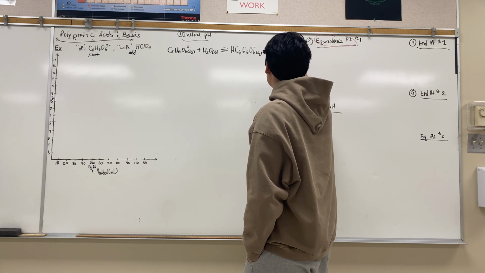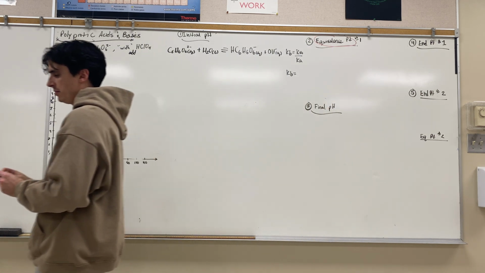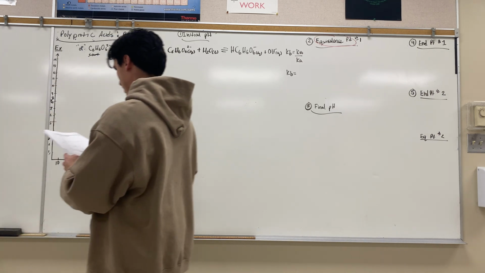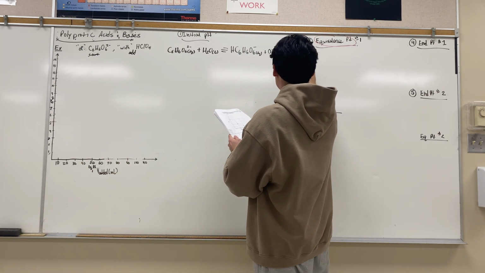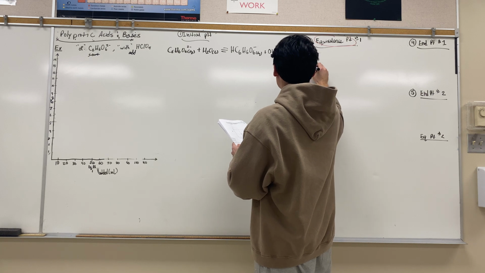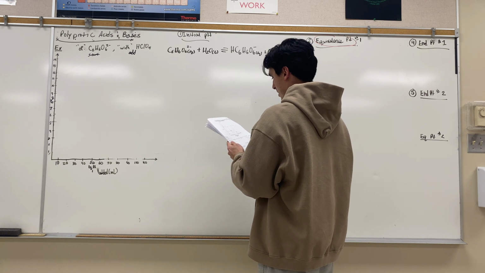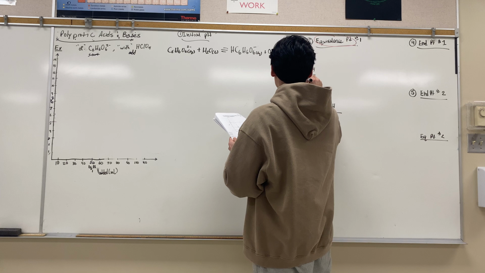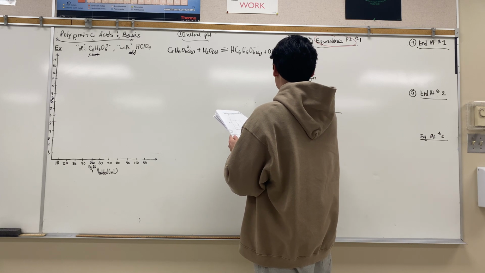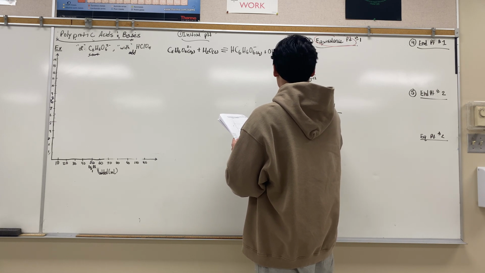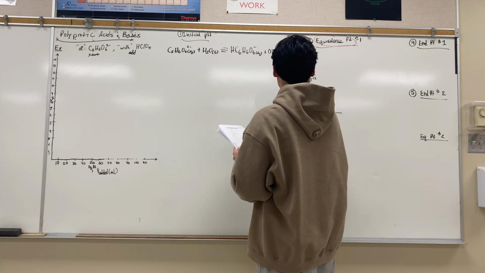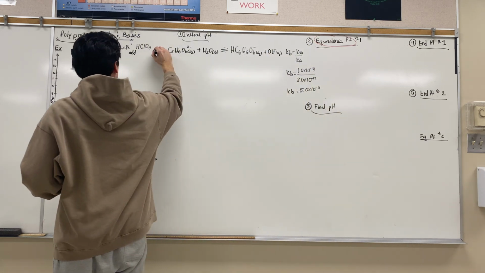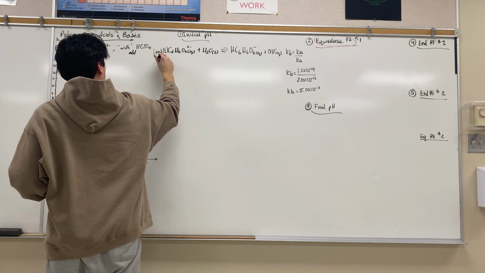Okay, and I will just tell you what KB is to save some time. Or hell, I'm already here. So KB is 1.0 times 10 to the -14 over Ka, which is 2.0 times 10 to the -12. So KB is 5.0 times 10 to the -3. Okay, set up your ICE table. You're gonna need a new marker soon.